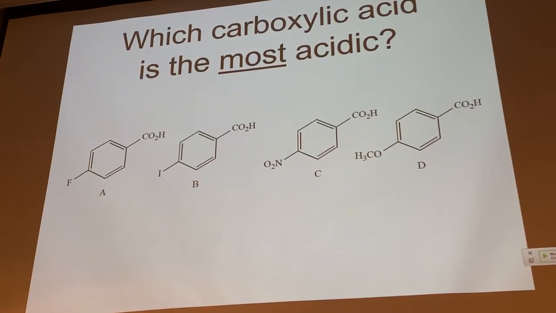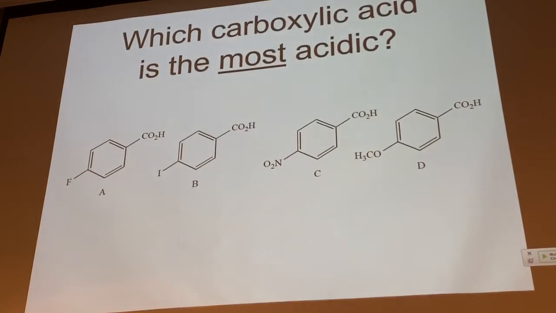Okay, so the stronger of an electron withdrawing group, or in other words, the stronger of a deactivator that group is, the more acidic the benzoic acid derivative will be. Any questions?